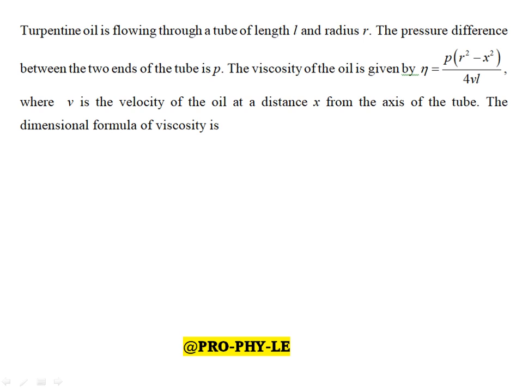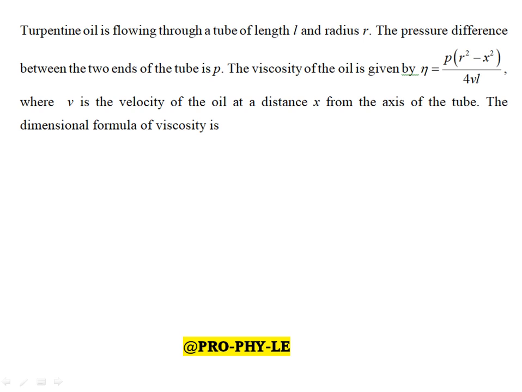Now look at this next question. There is turpentine oil flowing through a tube of length L and radius R. The pressure difference between two ends of the tube is P. So the viscosity of oil is given by eta is equal to P into R square minus X square by 4VL, where V is the velocity of the oil and X is the distance from the axis of the tube, that is, the velocity measured at a distance X from the axis of the tube.